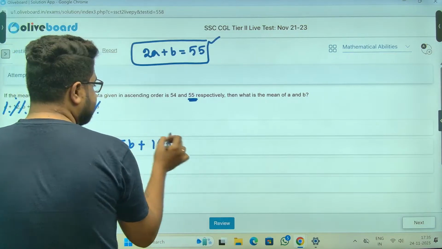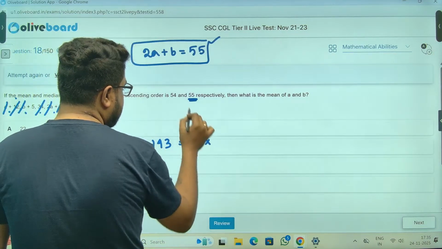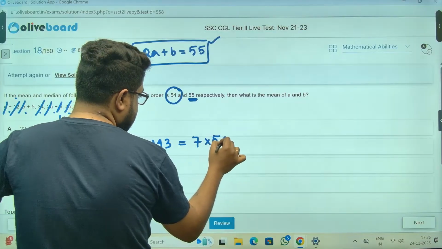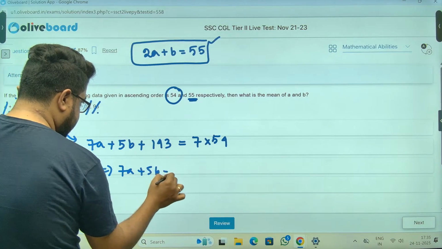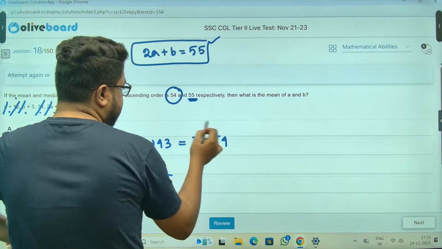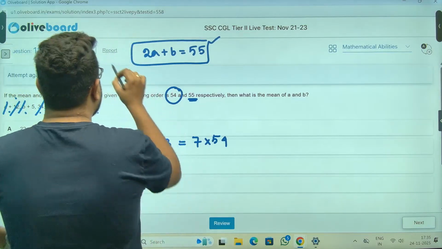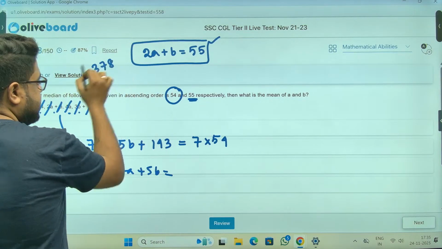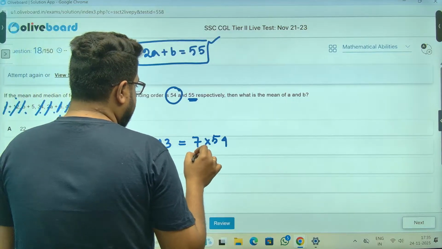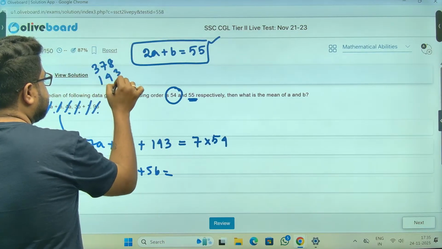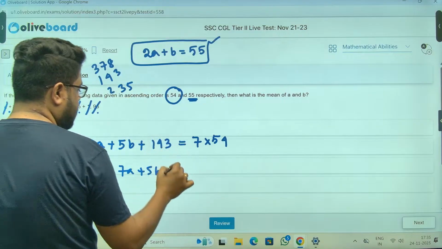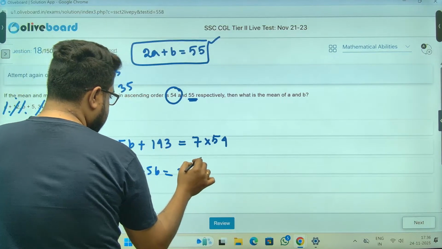So divided by 7. So it will come this side into 54, sir. So 7A plus 5B. It will be, sir, 350, 378. 378, sir. Right? 35, yes, minus 143, sir. 532, 235, sir. So this is one equation.